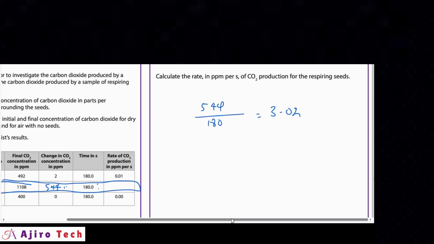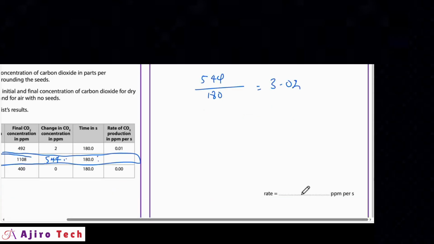Check the units, parts per seconds. So the answer is 3.02. So we are going to put 3.0. Let me check if they ask us to round up. Okay, it's fine. You may put the 2, you may not put the 2. Either is fine. So the next question is: comment on the scientist's method and results.